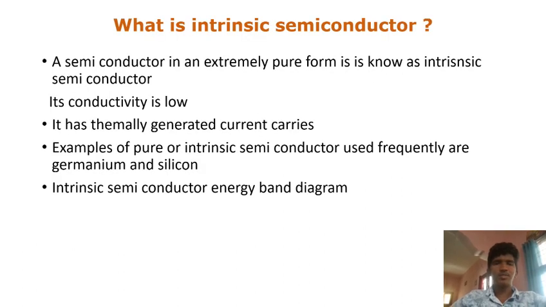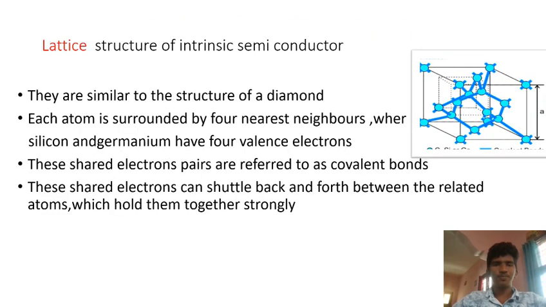What is an intrinsic semiconductor? A semiconductor in an extremely pure form is known as an intrinsic semiconductor. Its conductivity is low. It has thermally generated current carriers. Examples: pure forms of semiconductors used frequently are germanium and silicon. Intrinsic semiconductor energy band gap.